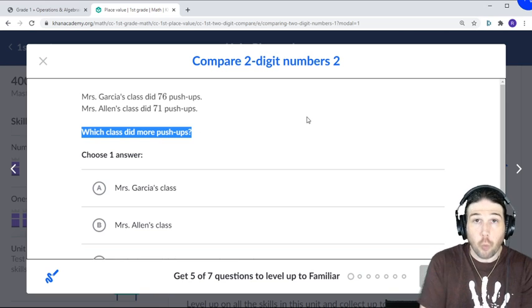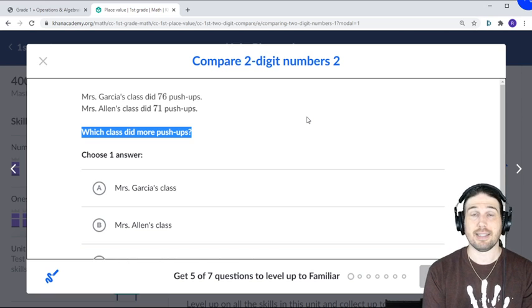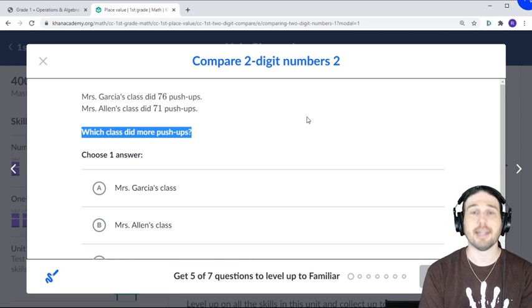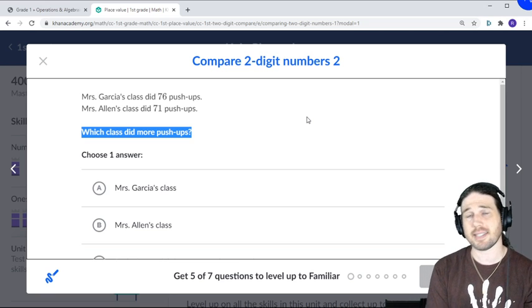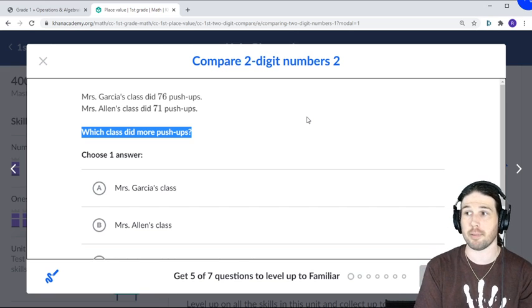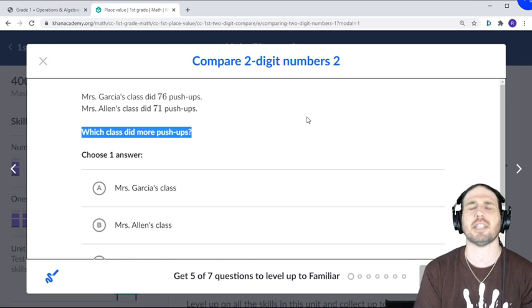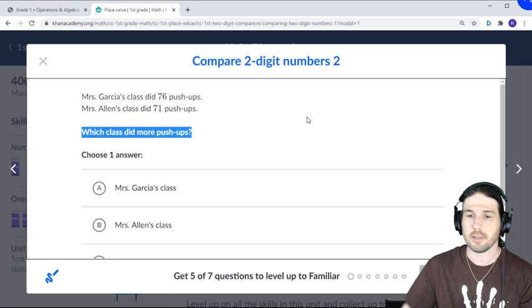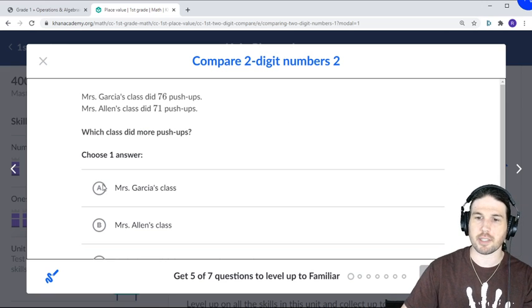These are word problems again. Stop being afraid of word problems, please. I'm begging you. Literally, just saying that one class did 76 push-ups and one class did 71 push-ups makes this a word problem. So I am begging you to please stop being phobic about word problems. All problems are word problems. All right. So pretty clearly, Mrs. Garcia's class did more.